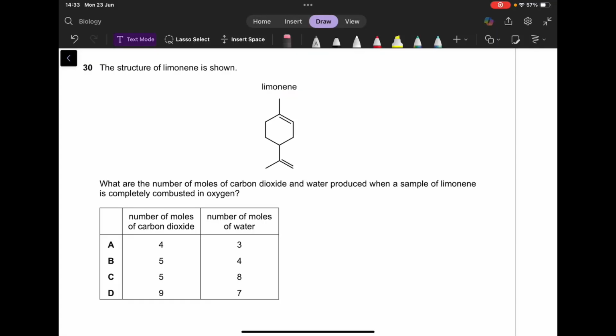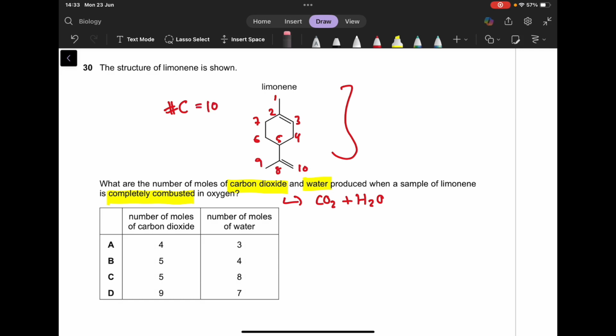Question number 30. The structure of limonene is shown. What are the number of moles of carbon dioxide and water produced when a sample of limonene is completely combusted in oxygen? So in complete combustion, CO2 and H2O are the only products. If we look at the limonene structure, we can count the number of carbons and hydrogens. So if we first start off with the number of carbons, we can count 1, 2, 3, 4, 5, 6, 7, 8, 9, 10. So there are 10 carbons, and we can count the number of hydrogens.